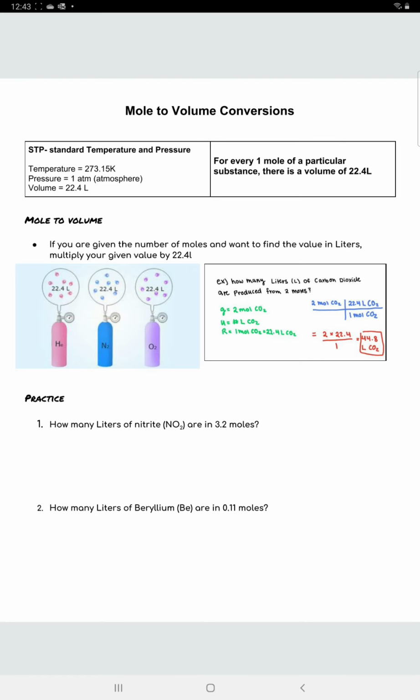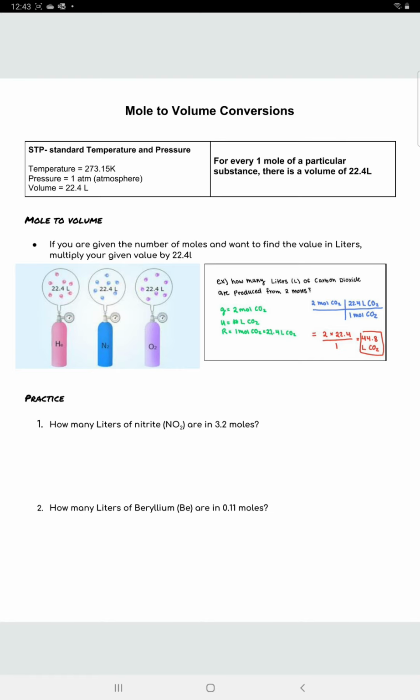So the first thing we need to talk about is STP. STP stands for standard temperature and pressure. Standard temperature and pressure is saying we're going to automatically assume that we're in an environment that is standard. So a standard temperature is typically 273.15 Kelvin. Our standard pressure is typically 1 atmosphere. And typically, if you have 1 mole of a particular substance, a standard volume is 22.4 liters.